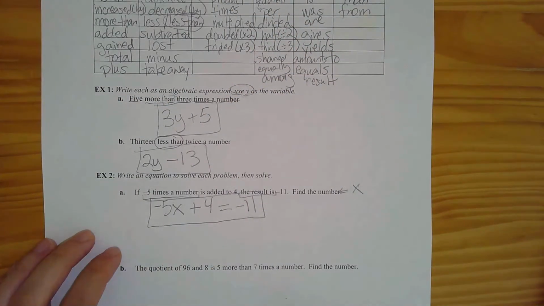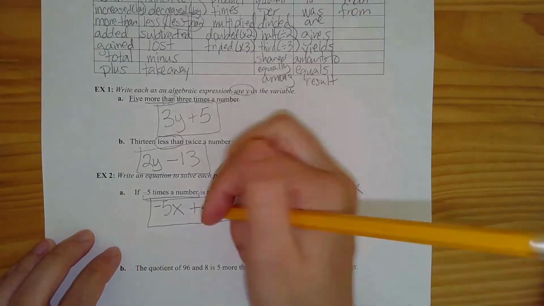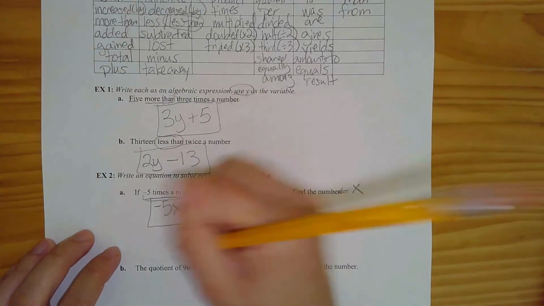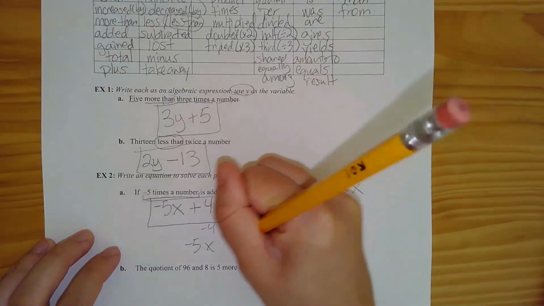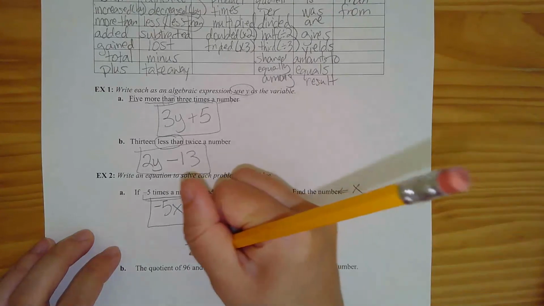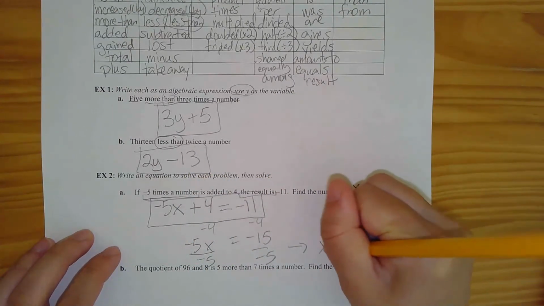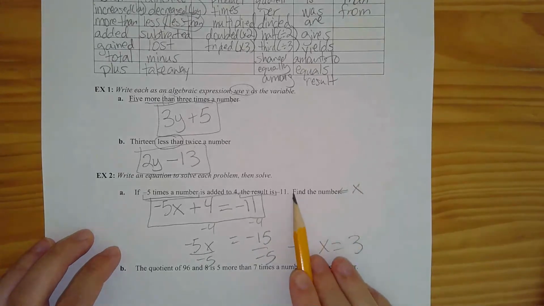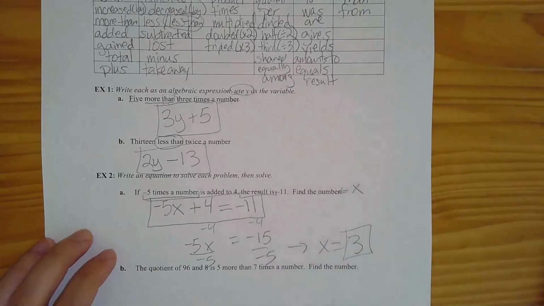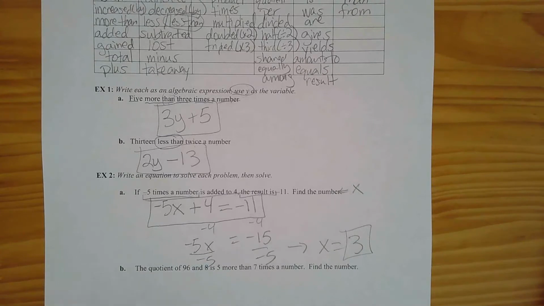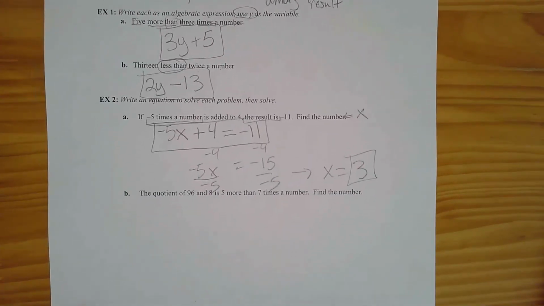If you want to solve from here, I would probably subtract 4 from both sides. So then we have negative 5x equals negative 15. Then divide both sides by negative 5. And we would have x equals 3. So when it says find the number, our number is 3. All right, let's do another one.